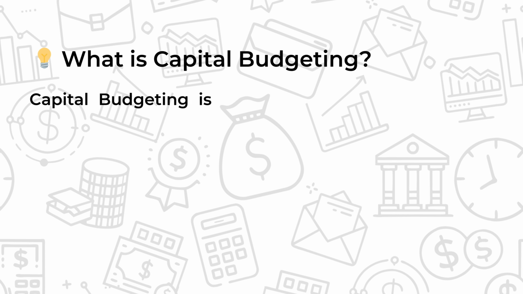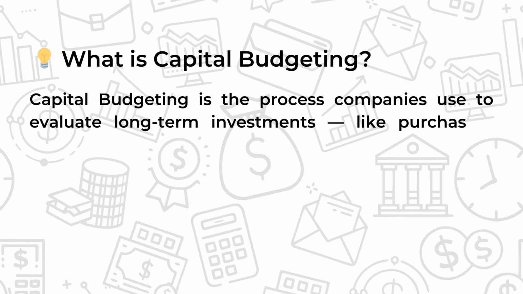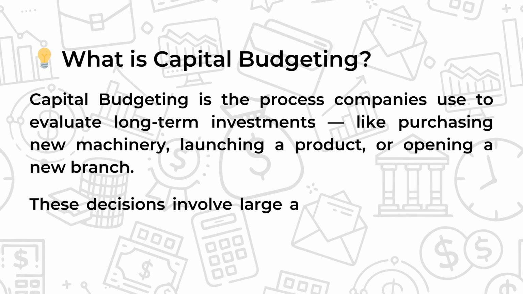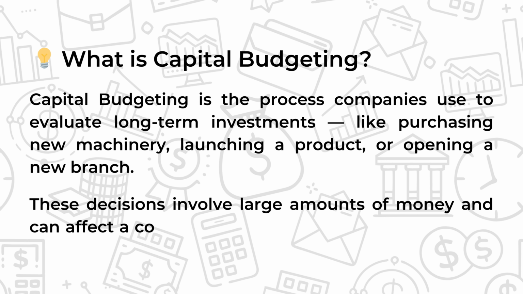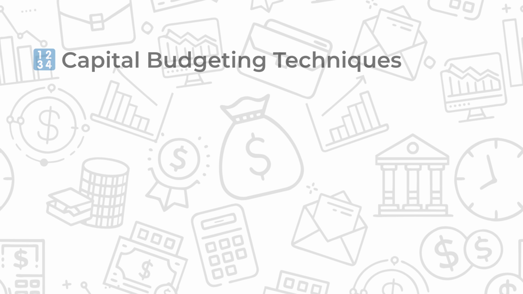Capital budgeting is the process companies use to evaluate long-term investments, like purchasing new machinery, launching a product, or opening a new branch. These decisions involve large amounts of money and can affect a company's future growth, so it's critical to choose wisely. Now, let's explore the types of capital budgeting.